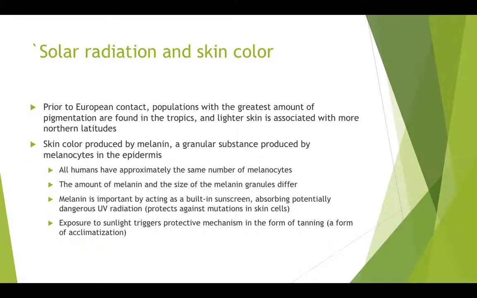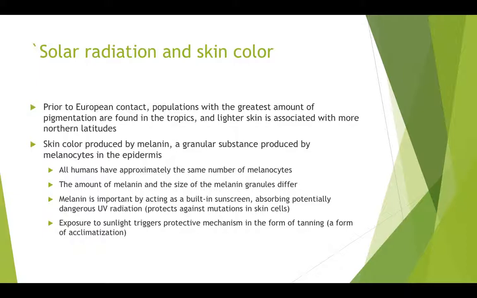So we will start with our discussion of solar radiation and skin color, because when we talk about race, that is one of, if not the most visible phenotypic feature that we, particularly in the United States, classify racial categories on. Prior to European contact, we observed what was called a cline, which means just predictable geographic variation in skin color based on latitude.